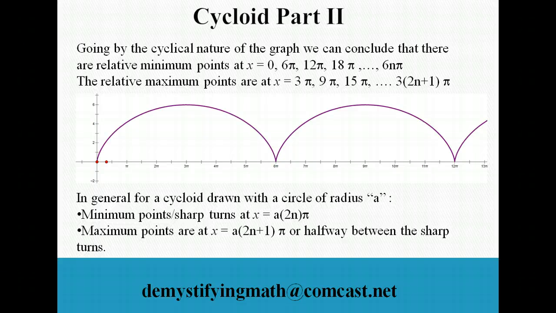Okay, so in general, for any cycloid, you can think about the maximum and minimum points. The minimum points are the turning points, the sharp turns at the circumference of the circle. So it's 2n pi times a, and the maximum points are at a times (2n plus 1) pi, or halfway between the sharp turns.